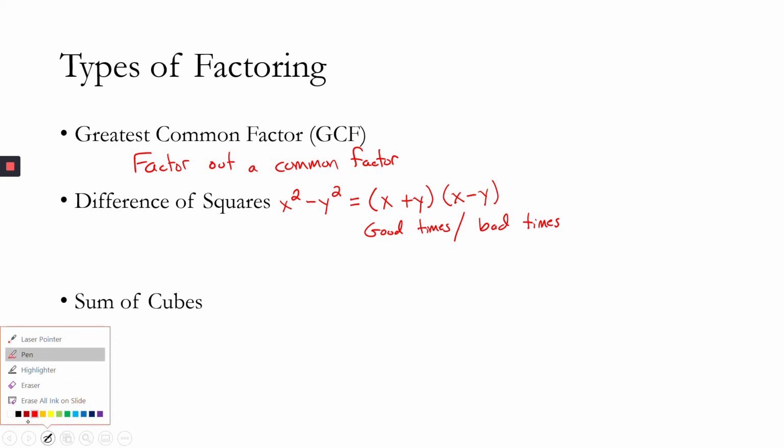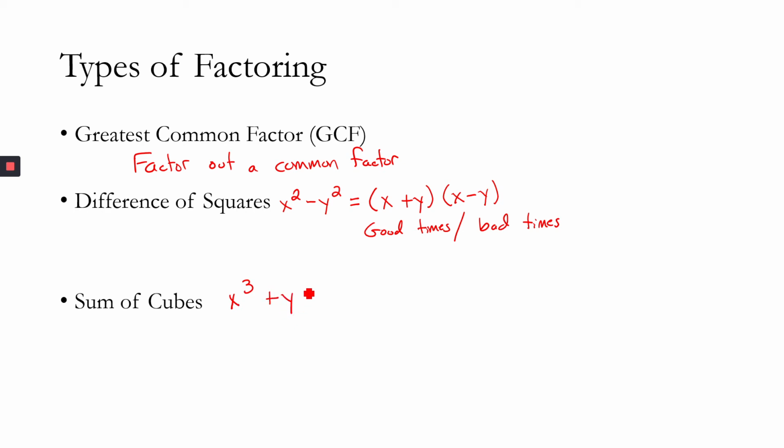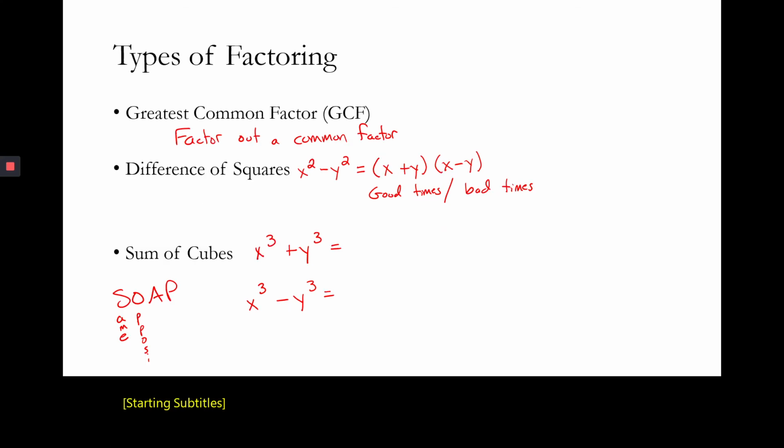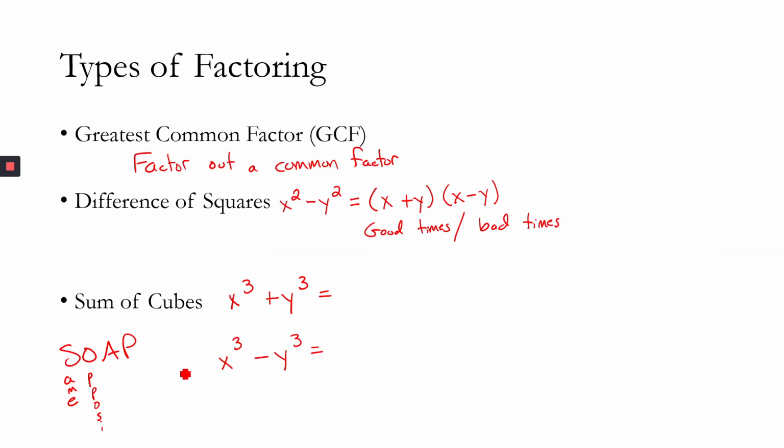Next, the difference. This is the sum and difference of cubes, actually. This works for both of them. So x to the third plus y to the third, and then also x to the third minus y to the third. Okay, with this, we're going to remember the acronym SOAP. Now, SOAP stands for same, opposite, and then always positive.